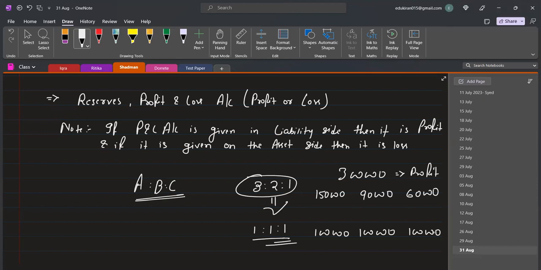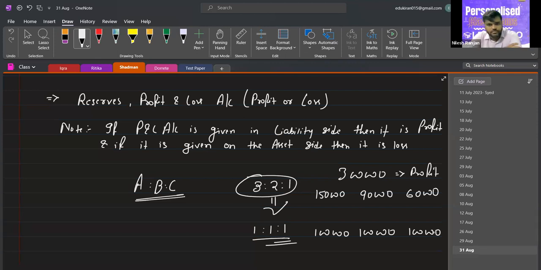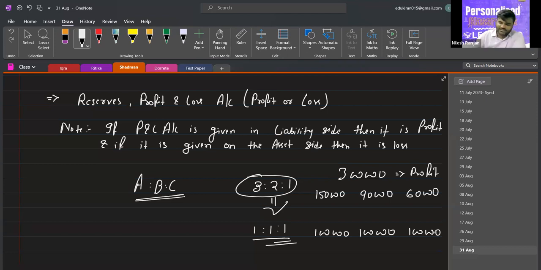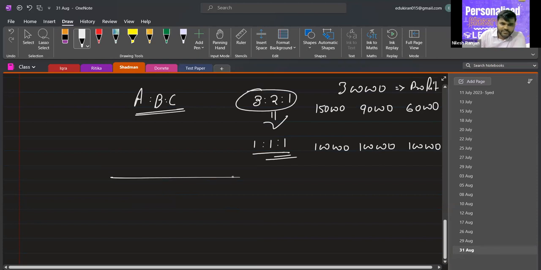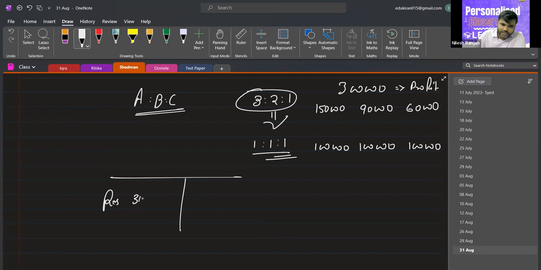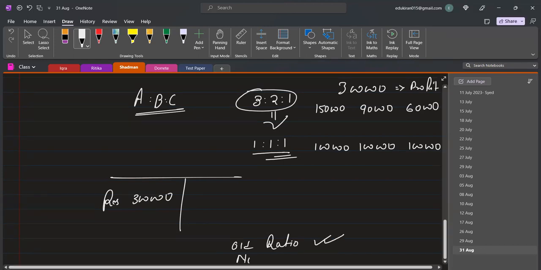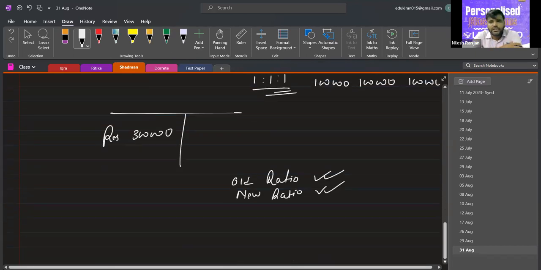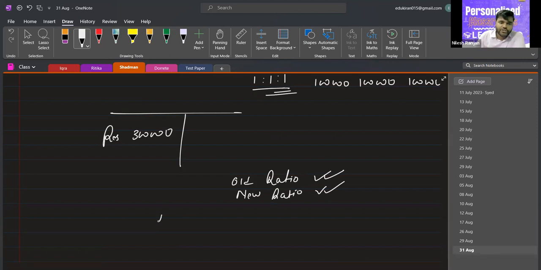So there will be no ratio also? No, the ratio will be given. Then according to the ratio, I'll distribute. Actually, I'm not getting your answer. Say the reserve given here is 3 lakh, the old ratio is given, the new ratio is also given, and other information like revaluation and goodwill is given in the question. There is no information for this reserve. Then what will be your action? What will you do?